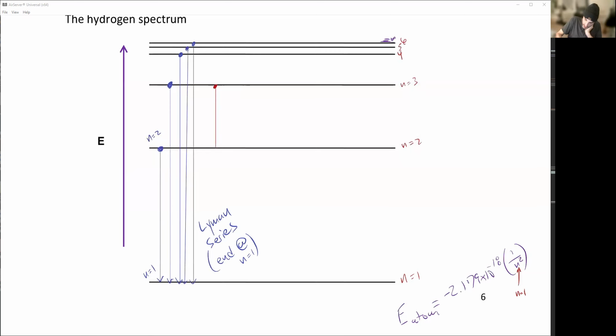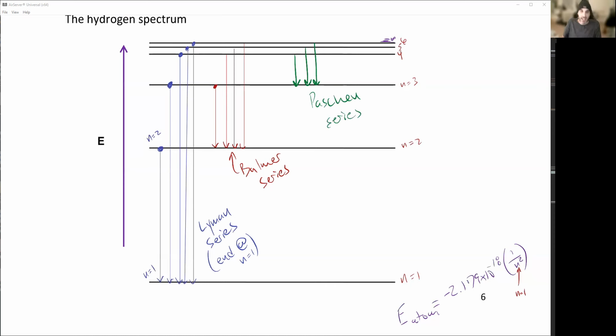If you drop down to n equals 2, this is known as the Balmer series. This one ends at n equals 2. And then the next one, dropping to n equals 3, I'm just going to do these quick. We call that the Paschen series. And there's a reason that this is important.